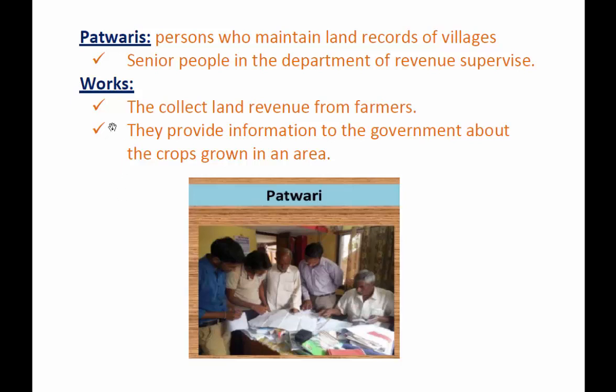So the works of Padwari include collection of land revenues from farmers. Not only that, they also provide information to the government about the crops that are grown in the area. Alright, so these are some of the works of Padwaris.